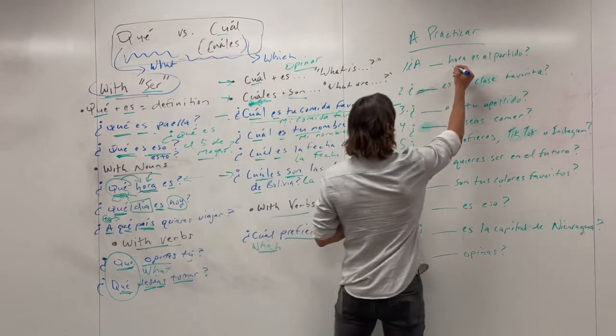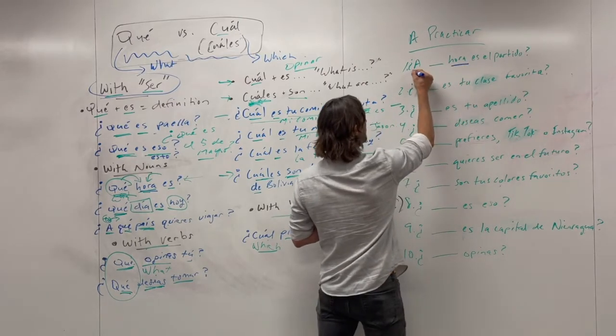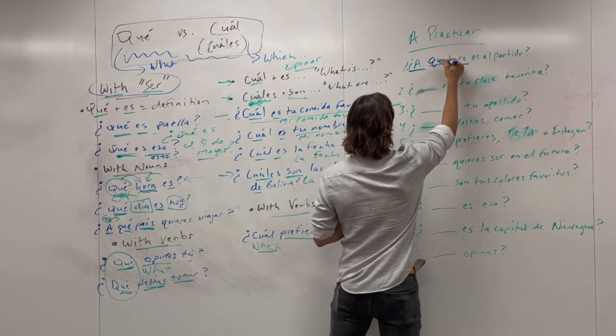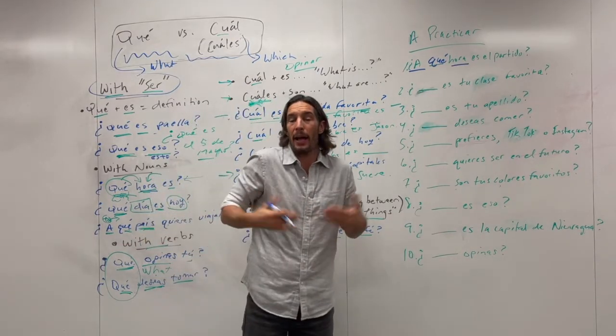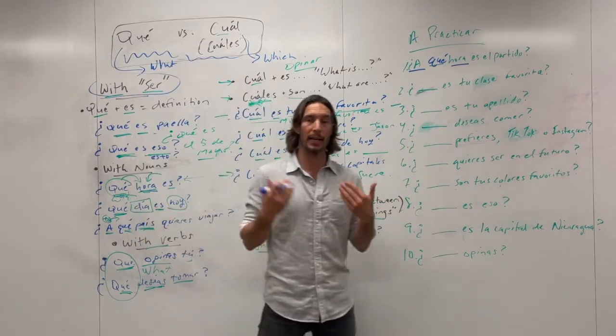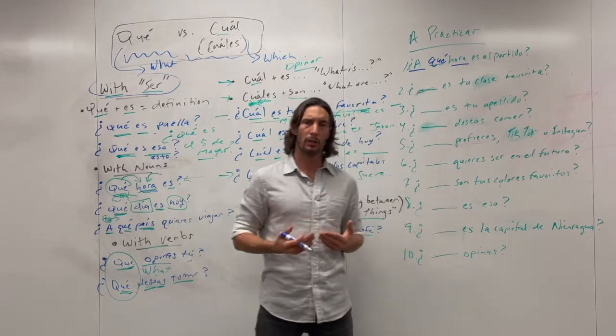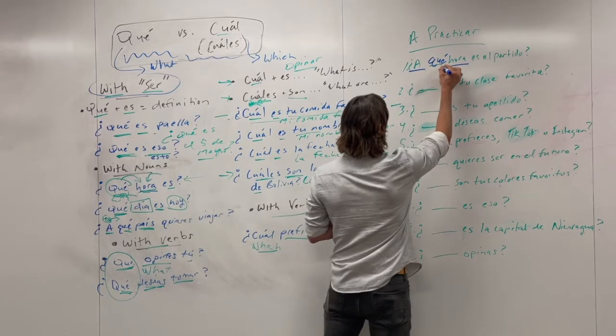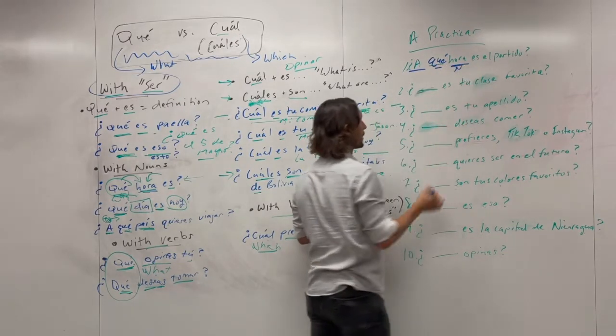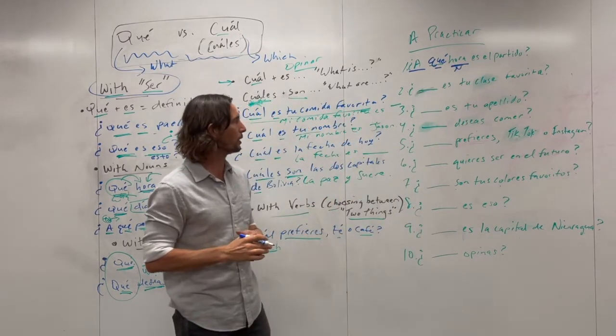And so notice here we have a noun and then we have at. So we're going to put qué. ¿A qué hora es el partido? ¿A qué hora es la clase? ¿A qué hora es la clase de español? So you're just asking at what time is something. And so notice we have qué and a noun, so it's all good, right? Let's check out number two.